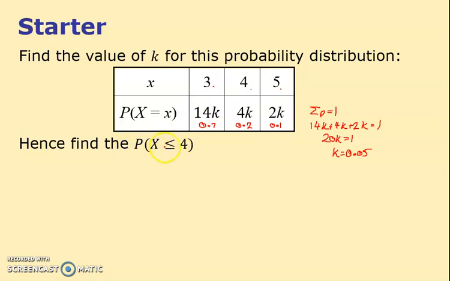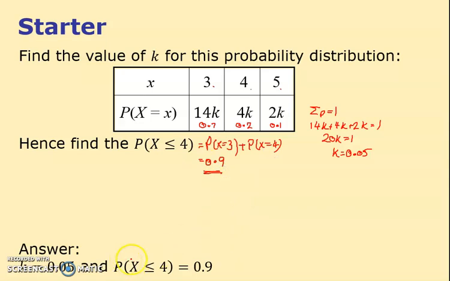What does it want? The probability that x is less than 4. Well, to get less than 4, this is the probability that x is 3, plus the probability that x is 4. So I think the answer is 0.9. 0.9, yes, got those right.